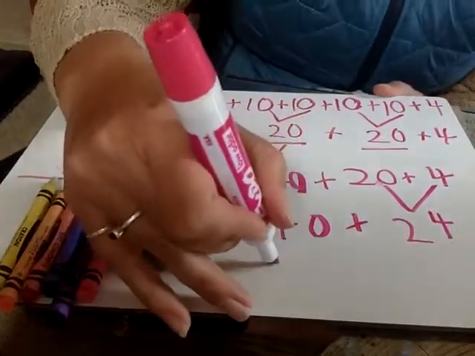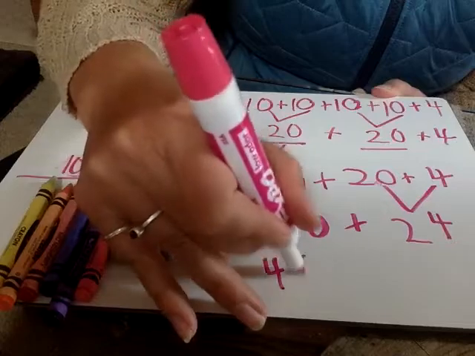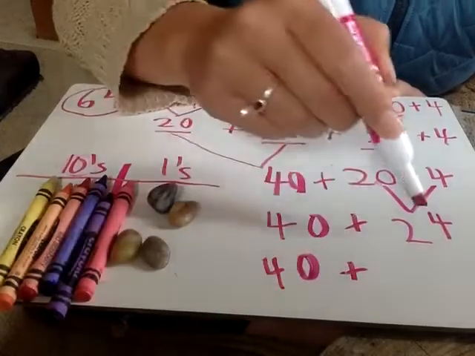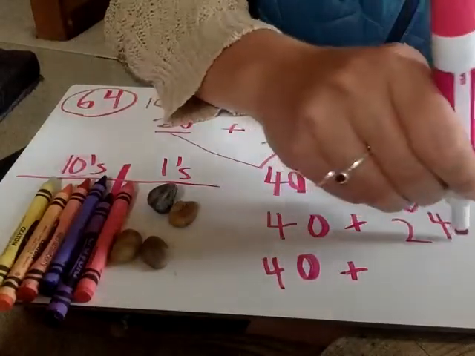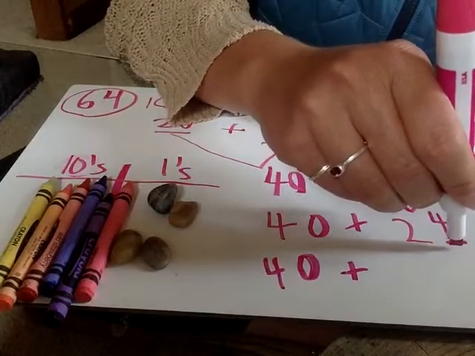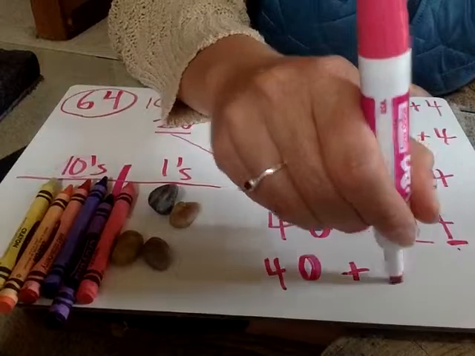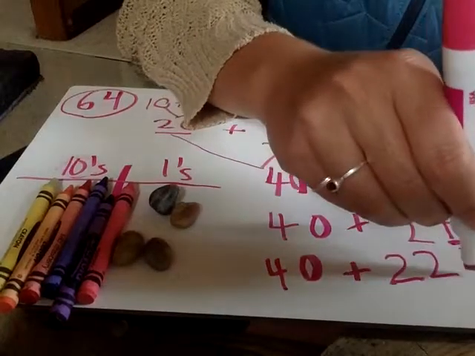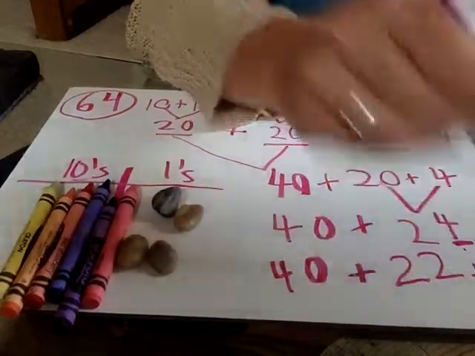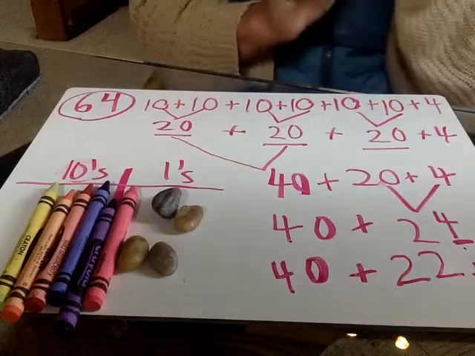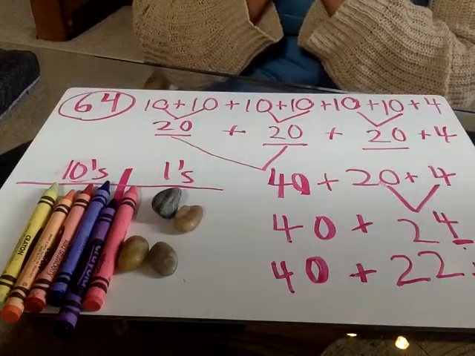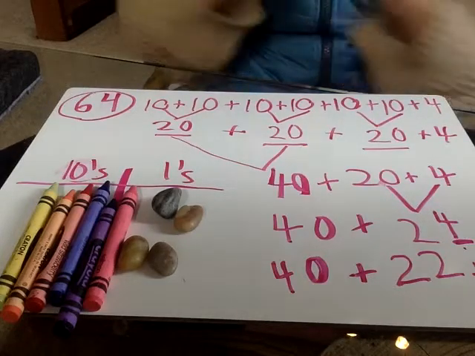Okay, you can also do something like this. Watch this, 40 plus, I'm going to break this into 2 twos. Okay, so I'm going to go 22 plus 2. Wow, so many different equations.